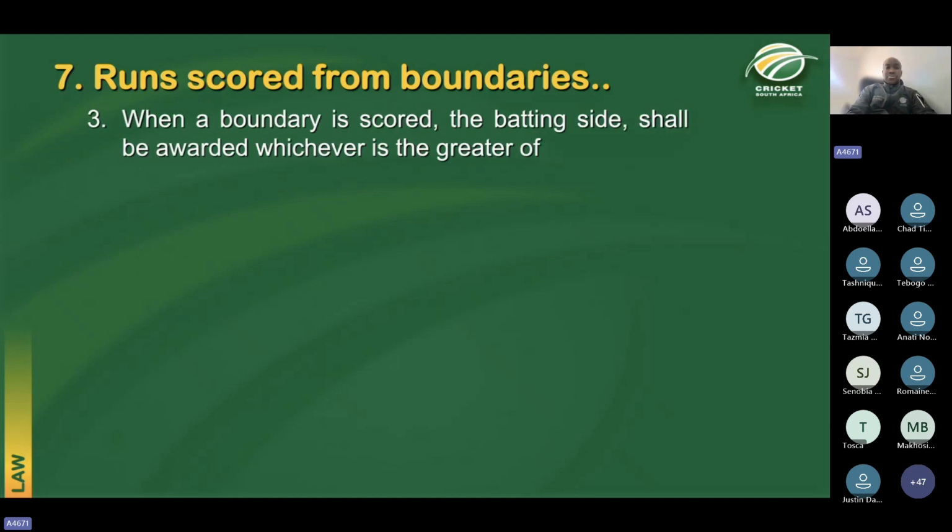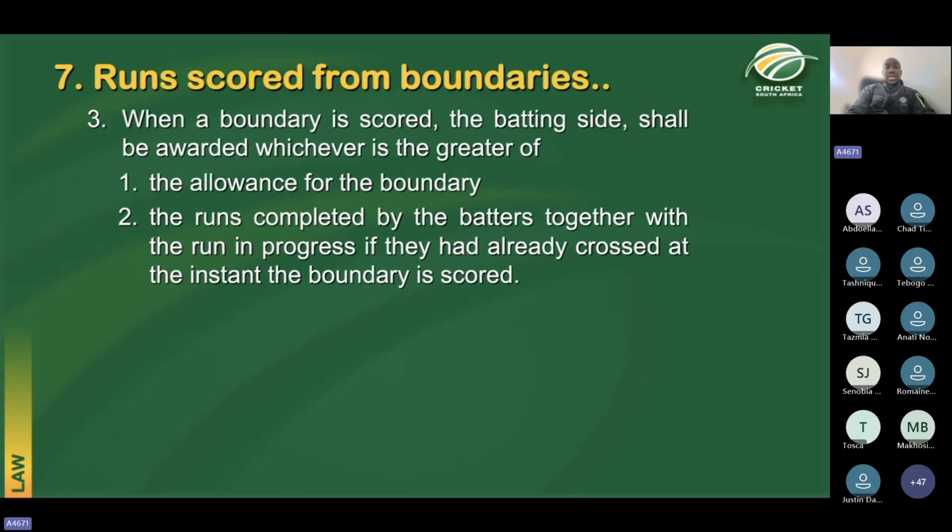Runs scored from boundaries. When a boundary is scored, the batting side shall be awarded whichever is the greater of the allowance for the boundary or the runs completed by the batters together with the run in progress if they had already crossed at the instant the ball crosses the boundary. Okay, so I'll give you an example to illustrate what the law is telling us here.